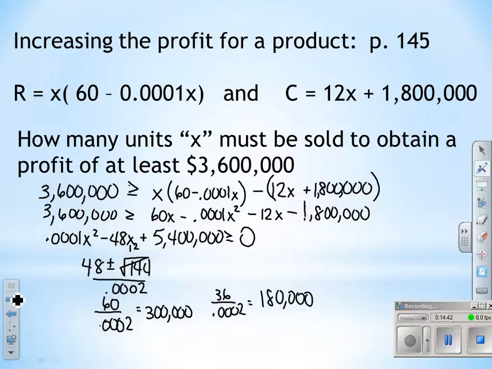So we want to have our units end up falling in between them. So end answer, 180,000 is the smallest one, so begin with that. We want our units produced to be in between those two values.